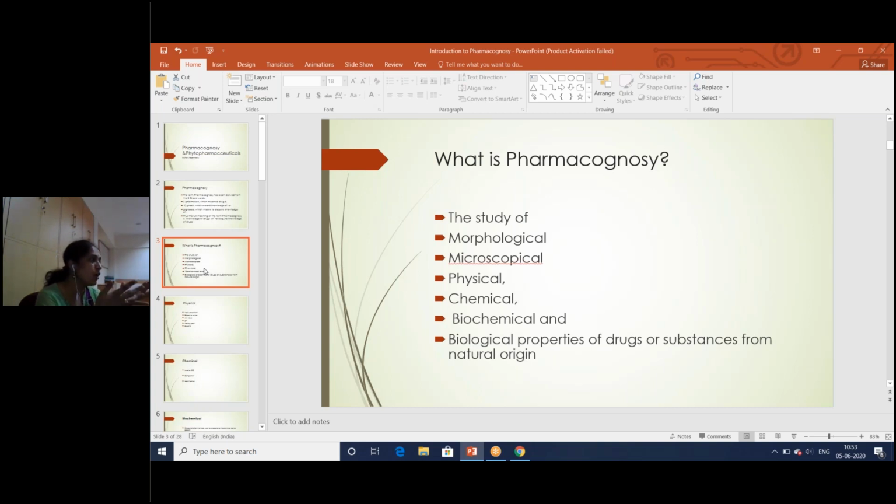So when you are creating orchids or ornamental plants growing in acres of land, or aromatic plants which give an oil, tissue culture is always useful, because from a single leaf, you need not have a seed, you will have a number of plants. Even in tissue culture, the plant has to be studied in detail. The morphological, microscopical, whatever I have mentioned here has to be studied: the study of morphological, microscopical, physical, chemical, biochemical, and biological properties of drug substances from the natural origin.